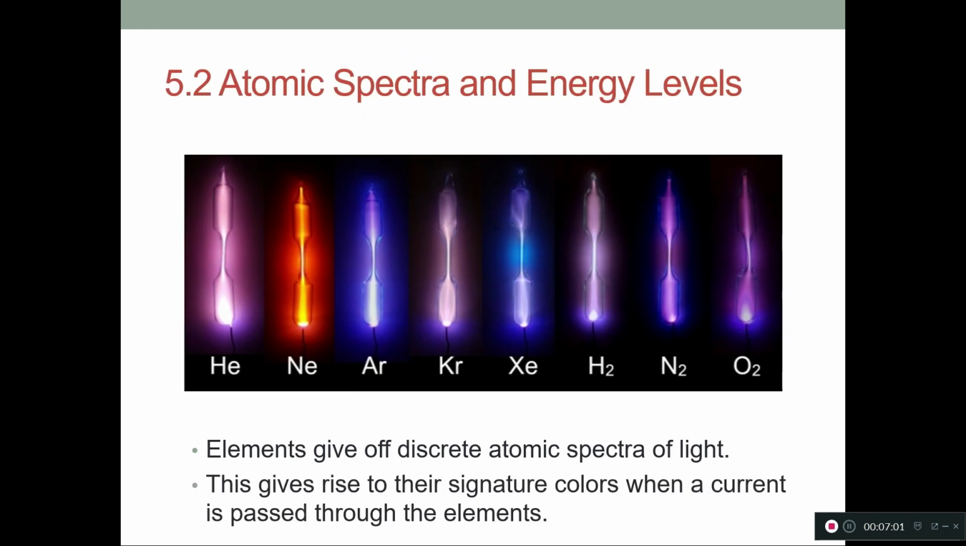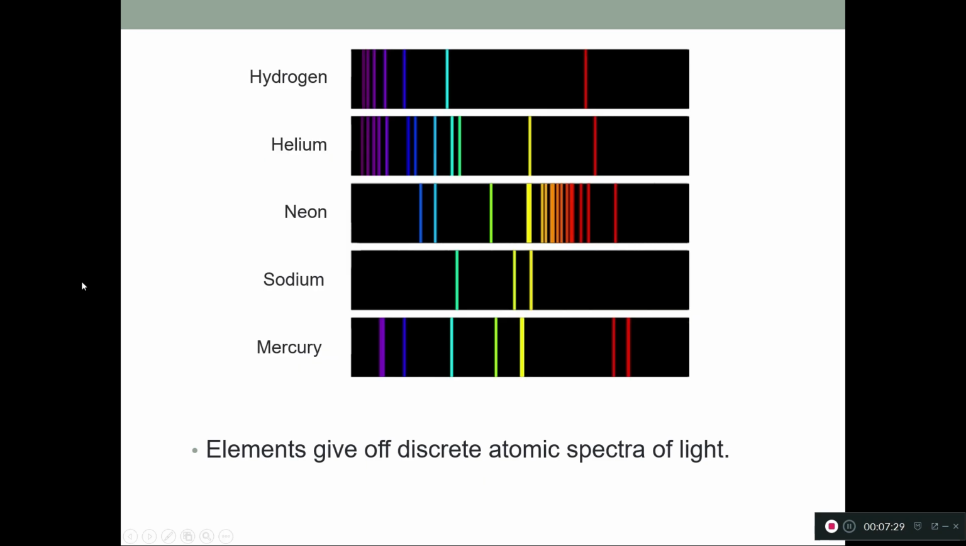And this also gives rise to the different signature colors that these elements give off when we pass a current through them. So you may have heard of things like neon lights. You can do this with other gases as well, and they will give off these different colors. So it gives off this single color that we see with our eyes. You can actually buy pretty cheap little instruments that if you look through them, you can actually see their atomic spectra that look like this.